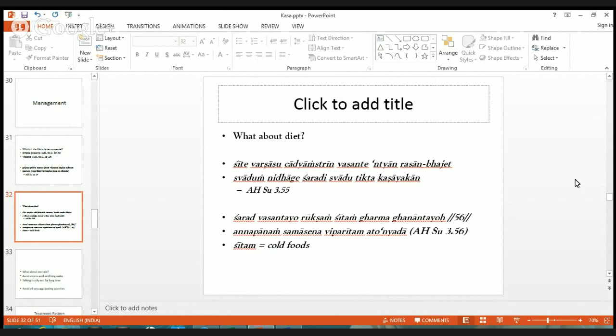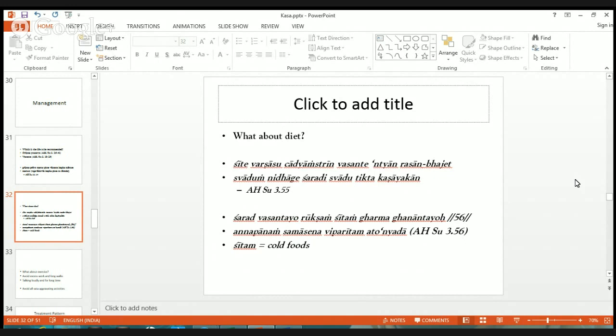Swadum Nidhage Sharadi. In the autumn season, one should take predominantly sweet taste, and Swadu Tikta Kashayakan, sweet, bitter, and astringent tastes. So these are the different tastes which are recommended. In the Grishma, the summer season, when the heat is increasing and it is a vata accumulating kind of period, then sweet taste is very much recommended also. Then Sharad Vasantayo Ruksham Sheetam Dharma Ghanantayo.